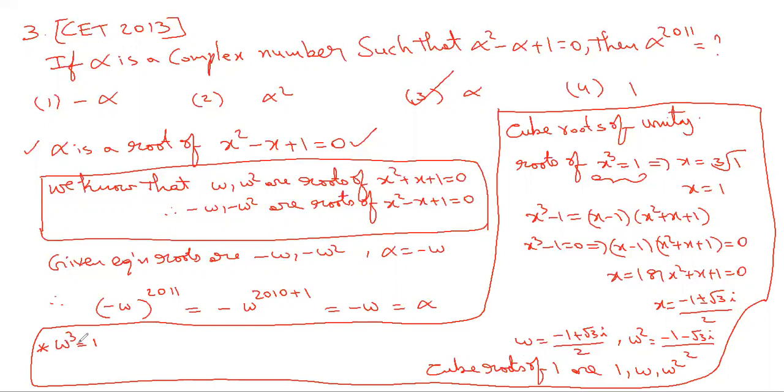Like how we have the sequence for the i powers: i power 2, i power 3, i power 4, i power 5, i power 6. There is a cyclic order for i powers. Same way, there is a cyclic order for omega powers. Omega cube is equal to 1.